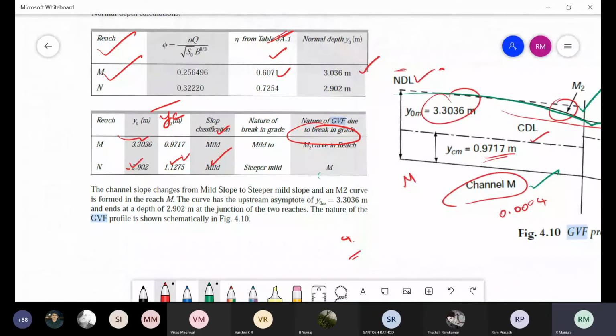Okay, so this is a typical problem in the estimation of your profile.